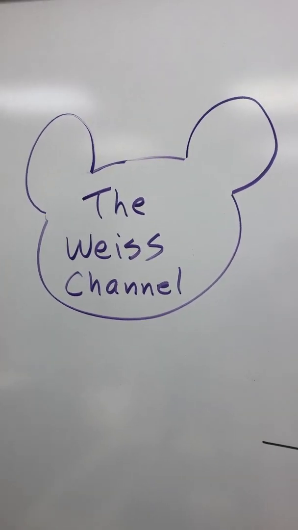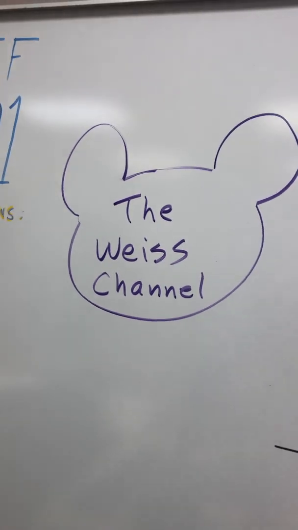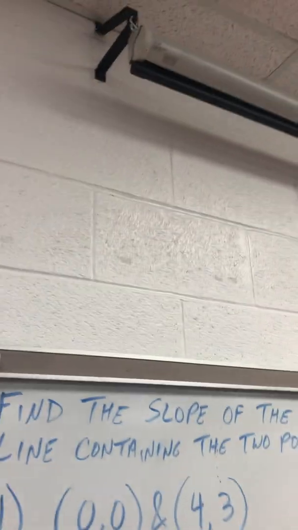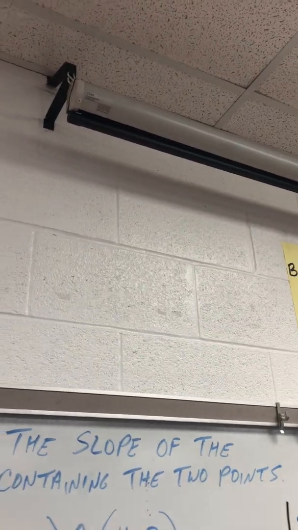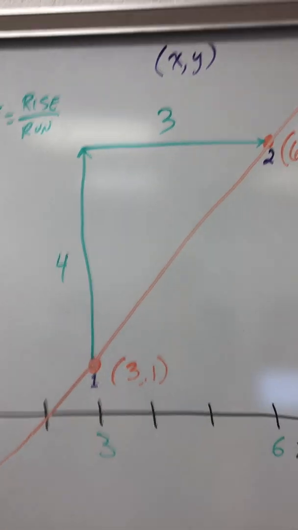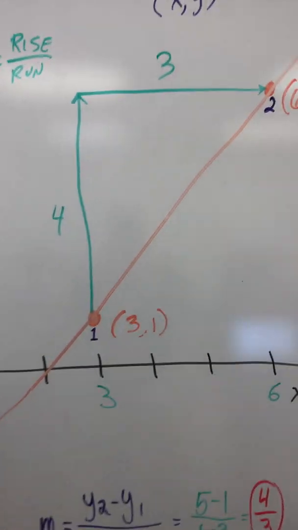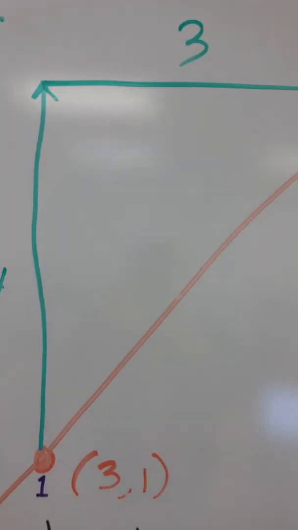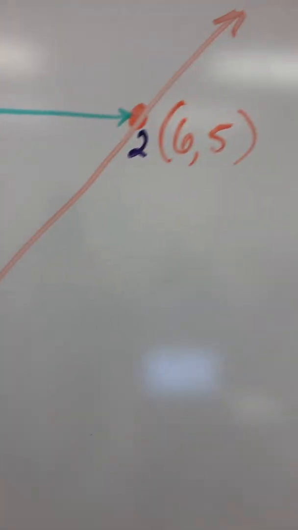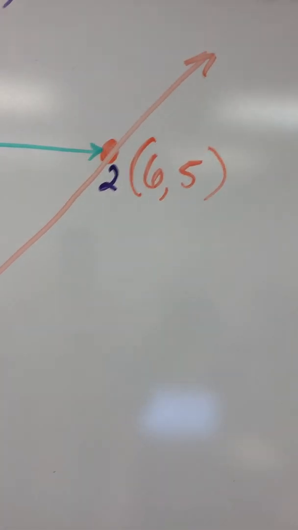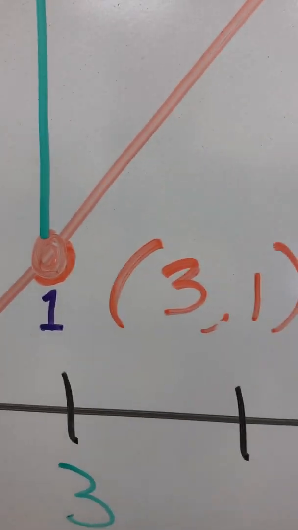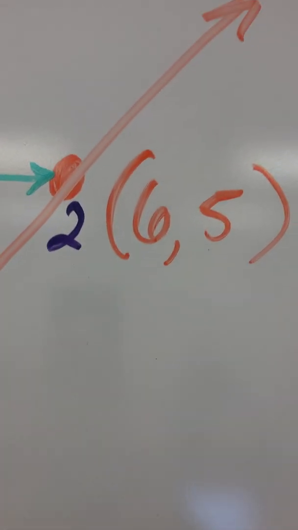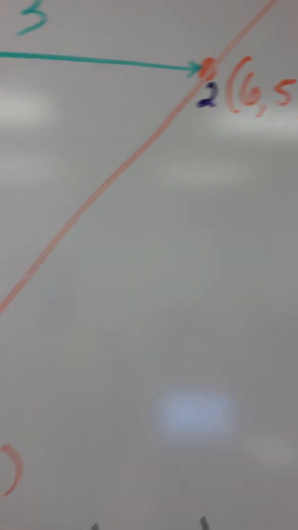Today, we're going to do slope. Find the slope of a line containing 2 points, okay? So in this case, we're going to use the points 3, 1 and 6, 5, okay? I'm going to call this point 1. I'm going to call this point 2, okay?